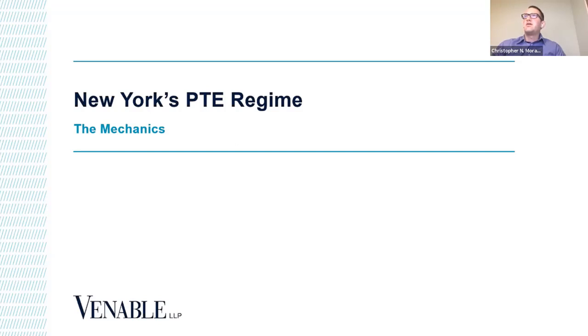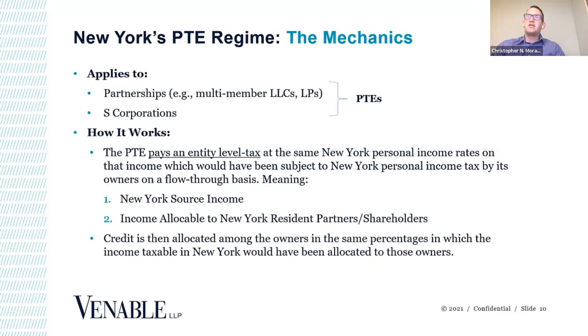Those are going to be your partnerships, so multi-member limited liability companies that are taxed as partnerships, limited partnerships, general partnerships, and also S corporations, even if they only have a single owner. That's pass-through. So that's what the pass-through entity tax applies to, and how it works is the pass-through entity pays an entity level tax, as Mike has been discussing, at the same New York personal income tax rates on the income that would have been subject to New York personal income tax by its owners.